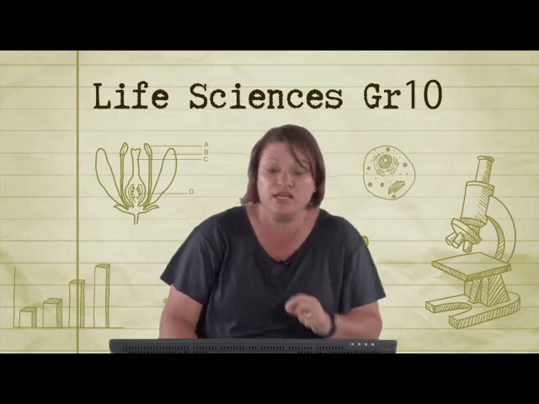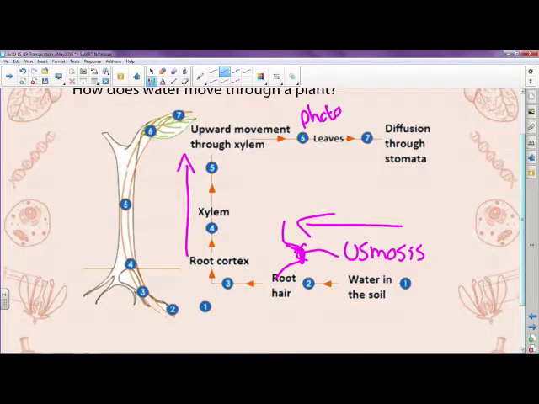The reason I needed water was for photosynthesis, which you're going to look at next year when you're in grade 11. Water is one of the components that we need for photosynthesis. So what happens to the rest of the water? The rest of the water is going to leave the plant, and it leaves through the leaves through a process of diffusion, because it doesn't cross a membrane, it goes through a space.